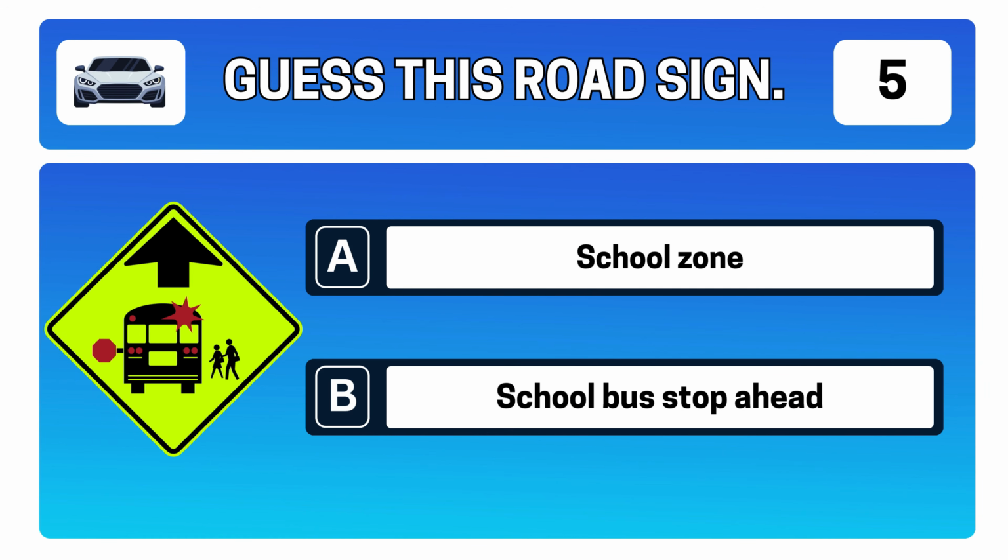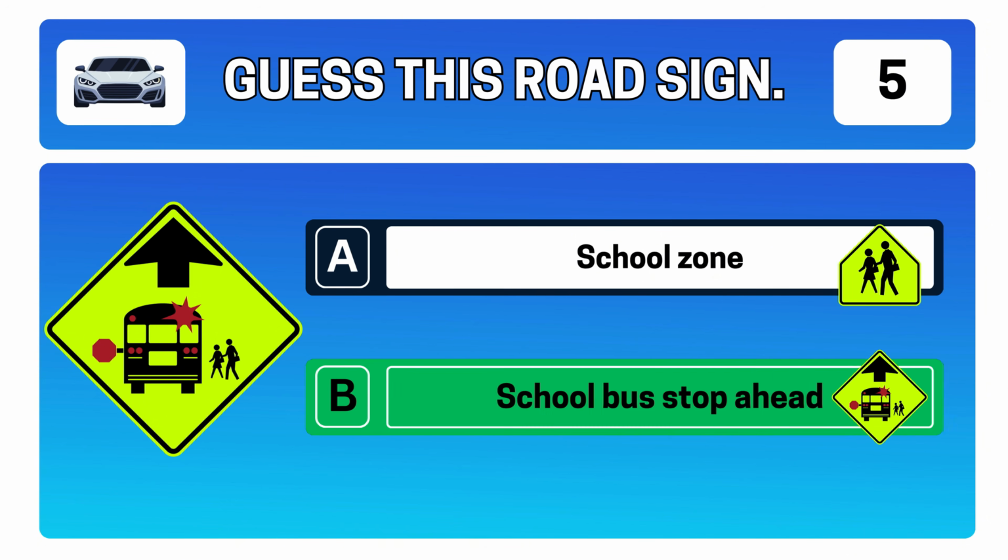Guess this road sign. A. School zone. B. School bus stop ahead. Exactly. It is the school bus stop ahead sign.